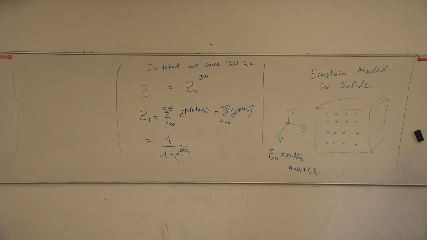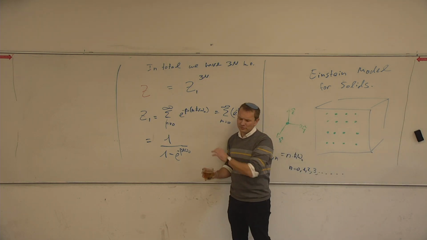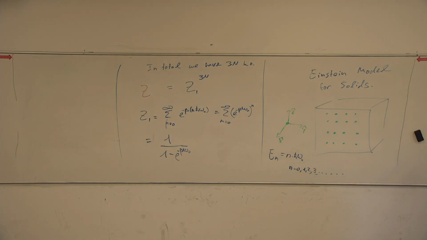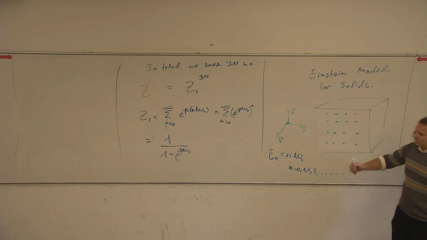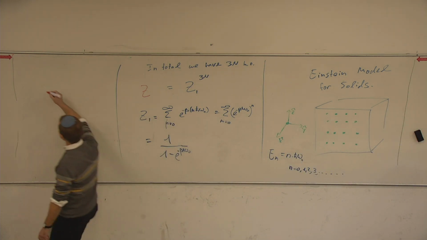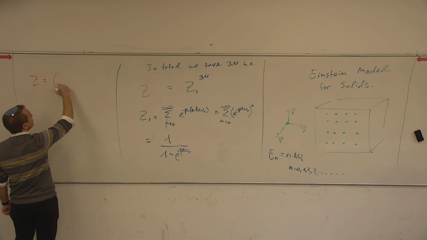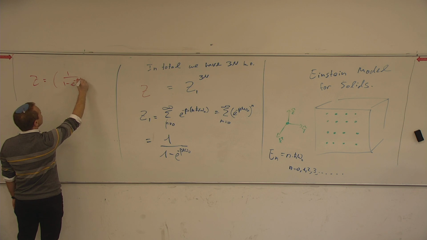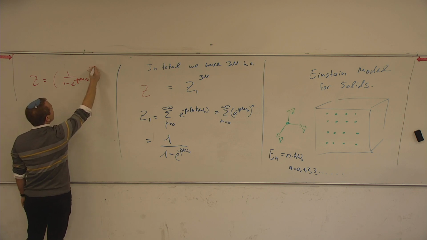You're assuming the particles are distinguishable? Einstein assumed that. Distinguishable. Now, if they are indistinguishable, we can divide everything here by n factorial. We'll learn a little bit later where this 1 over n factorial comes from and why it's needed, and sometimes it's not needed. So this is z1. In total, z is 1 over 1 minus e to the minus beta h bar omega 0, to the power of 3n.